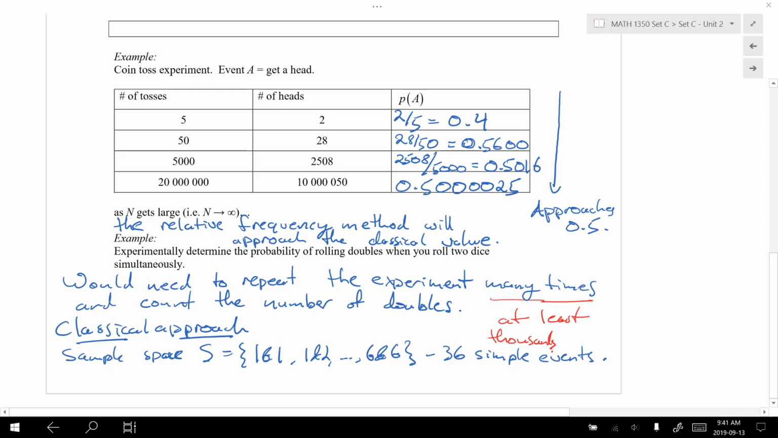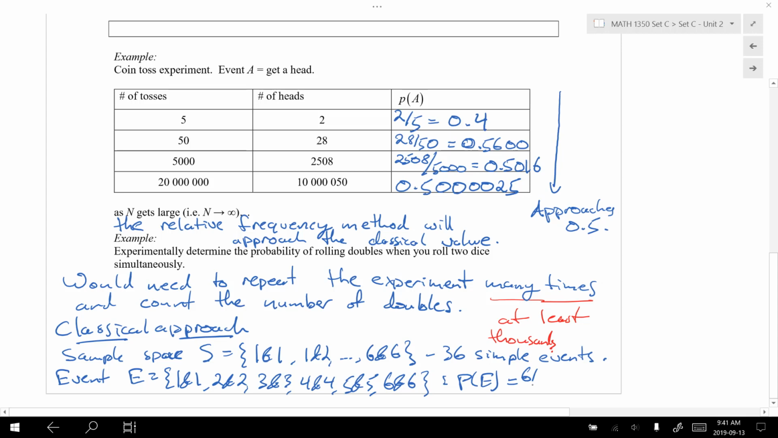All of these events are equally likely, so we're in good shape to use the classical approach. We're interested in this event E based on rolling doubles. So we've seen there's exactly 6 of these: 1, 2, 3, 4, 5, and 6 simple events, and so the probability of this event is going to be 6 over 36, or 1/6.